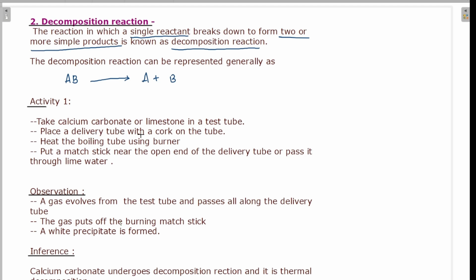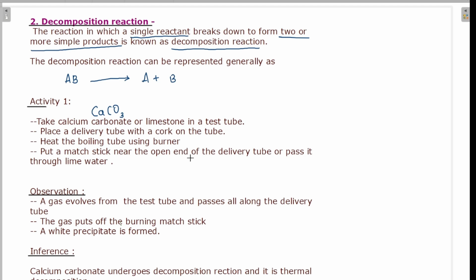Take calcium carbonate or limestone in a test tube. We know that calcium carbonate has the chemical formula CaCO3. Place a delivery tube with a cork on the tube. Heat the tube using a burner. Put a matchstick near the open end of the delivery tube or pass it through lime water.